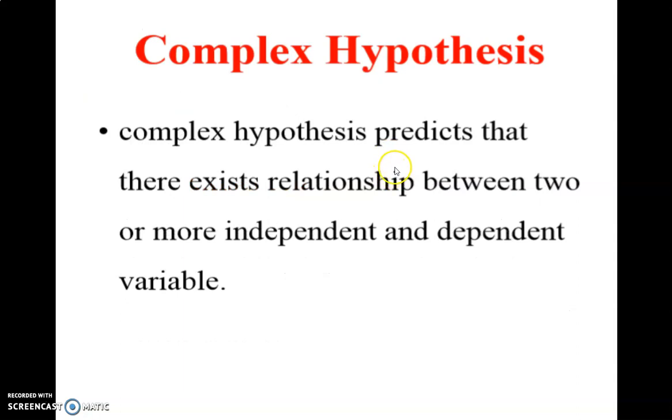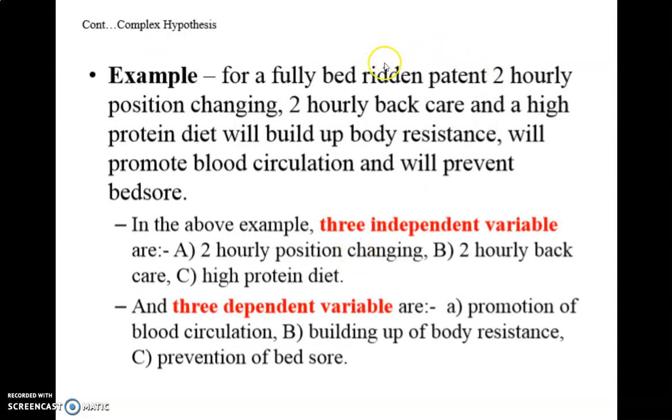What is complex hypothesis? Complex hypothesis predicts there will be a relationship between 2 or more independent and dependent variables. So here in this complex hypothesis, there will not be one independent and one dependent variable. There will be 2 or more independent and dependent variables. So the example here: for a fully bedridden patient, 2-hourly position changing, 2-hourly back care and high protein diet will build up body resistance, promote blood circulation and prevent bed sore. So here we can see the independent variables are 2-hourly position changing, 2-hourly back care and protein diet.